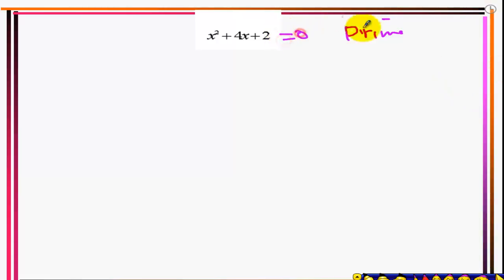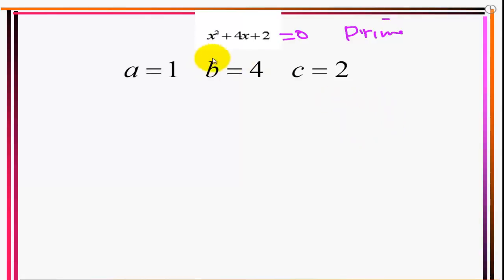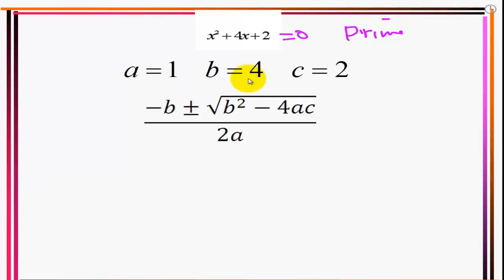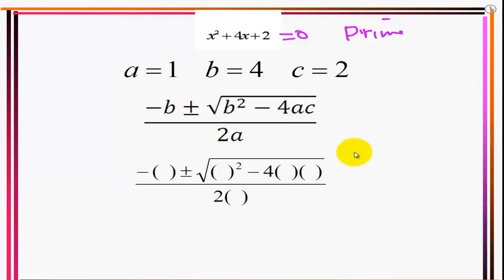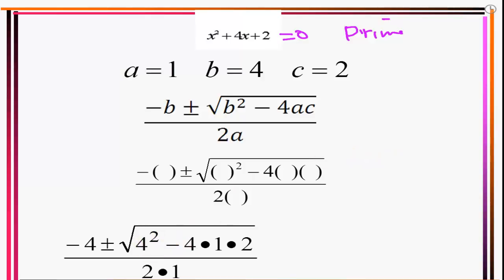So first, let's identify your A, B, and C. Your A equals 1, B equals 4, and C equals 2. Now let's use our quadratic formula. Replace your B by 4, A by 1, and then C by 2. Alright, now when you simplify 4 squared, that will just give you 16, minus 4 times 1 is 4 times 2 is 8. Now 16 minus 8 will give us 8. So inside the radical sign or your square root, you will have your 8.